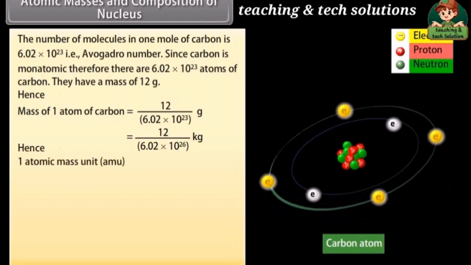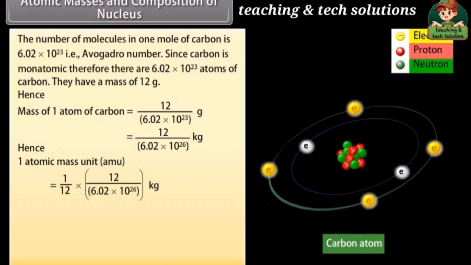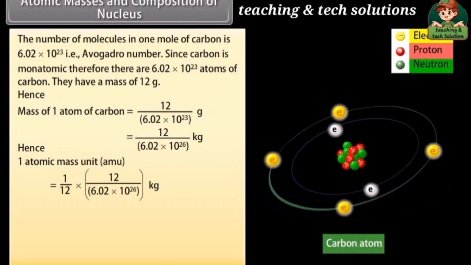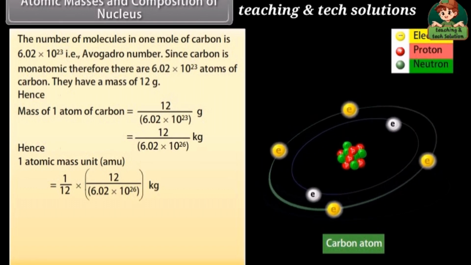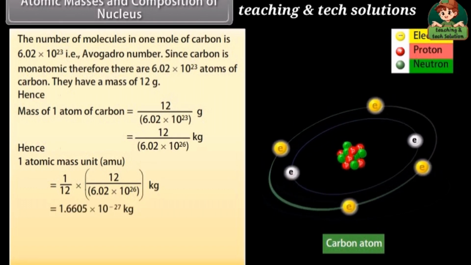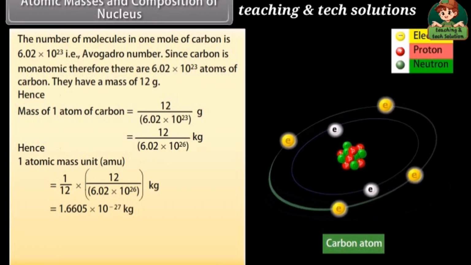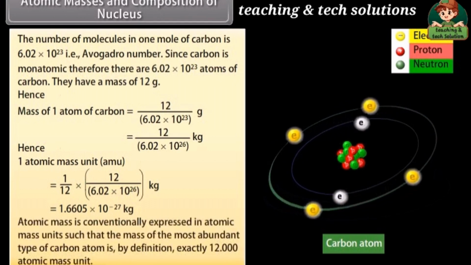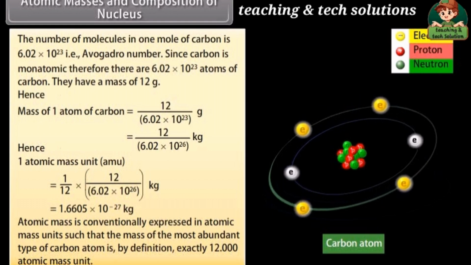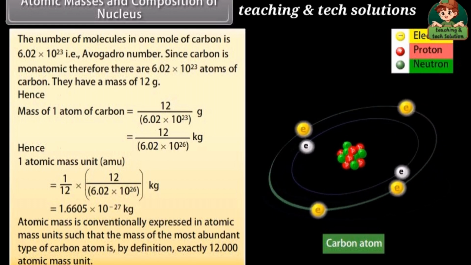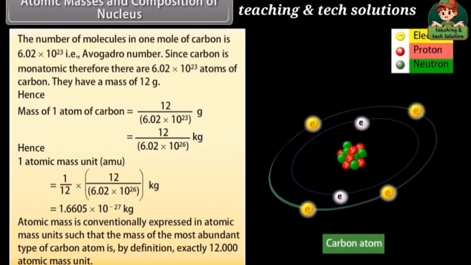Hence, 1 atomic mass unit, AMU, is equal to 1 by 12 into 12 by 6.02 into 10 raised to the power 26 kilogram, which is equal to 1.6605 into 10 raised to the power minus 27 kilogram. Atomic mass is conventionally expressed in atomic mass units, such that the mass of the most abundant type of carbon atom is, by definition, exactly 12 atomic mass unit.